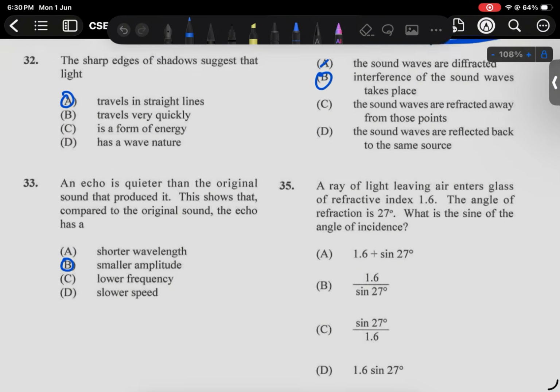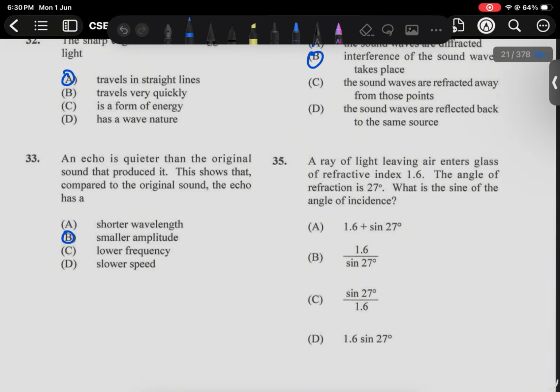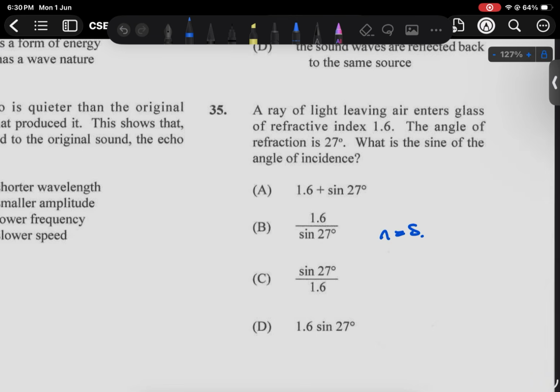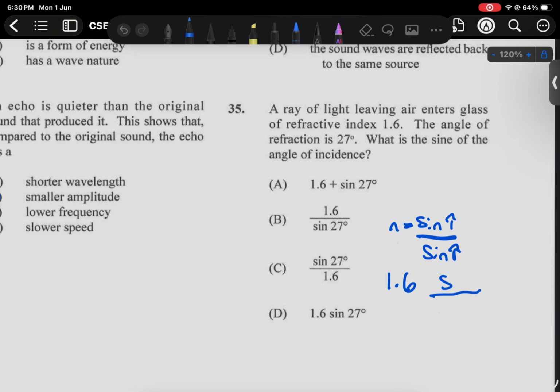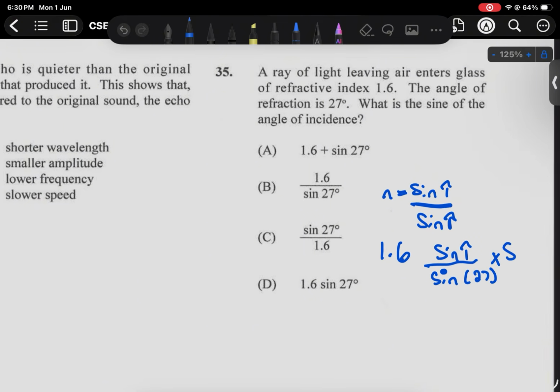So a ray of light leaving air enters glass of refractive index 1.6. The angle of refraction is 27 degrees. What is the sine of the angle of incidence? So you know the refractive index is sine i over sine r. So if the refractive index is 1.6, the angle of refraction would be 27. We would multiply both sides by sine 27, and then we'll get this.